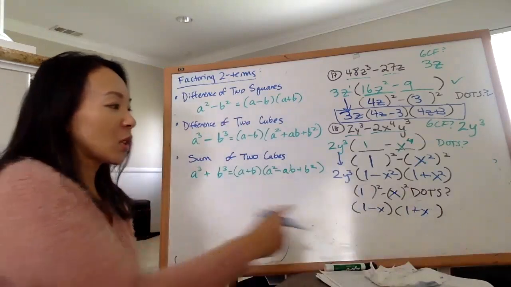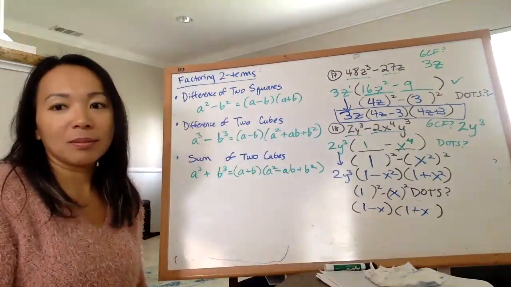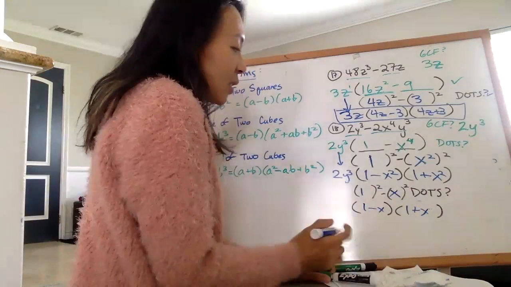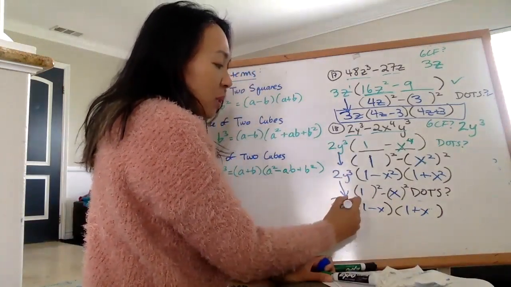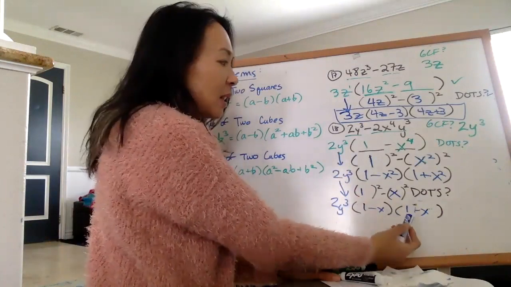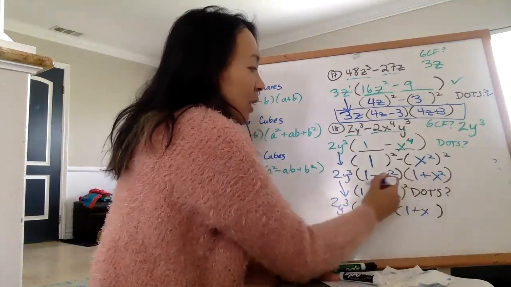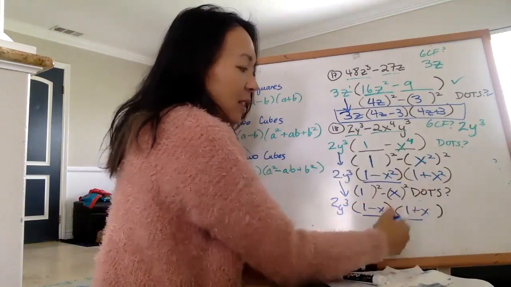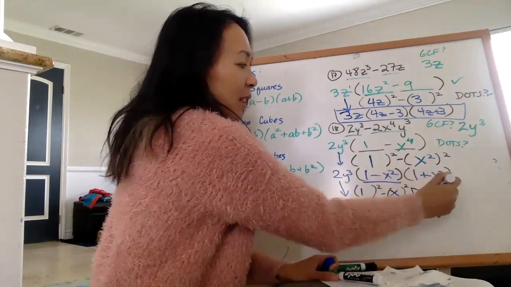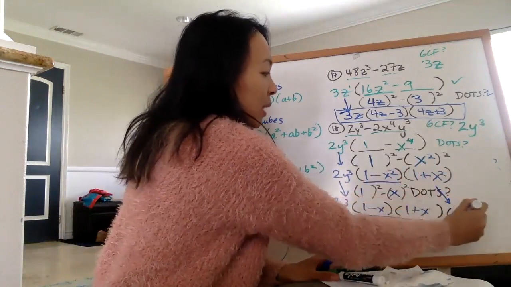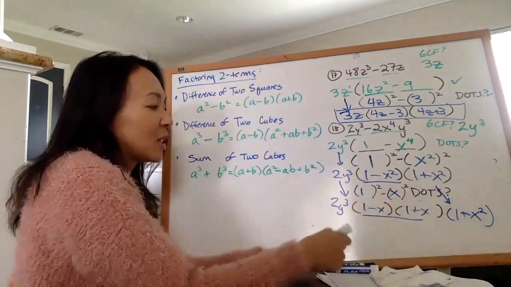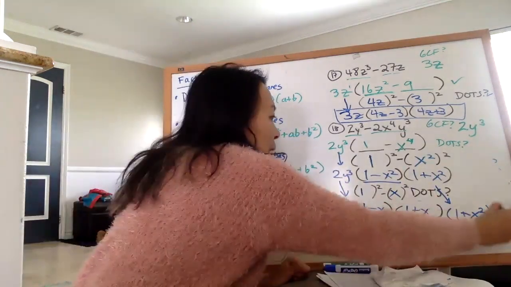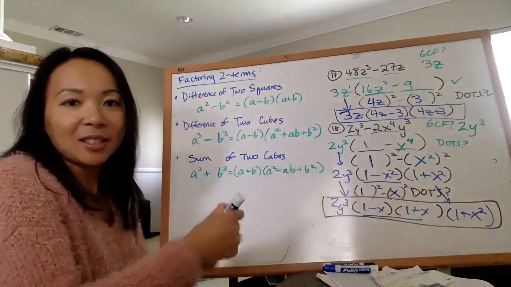Okay. So is that my final answer right there? No, right? So the final answer is, remember to bring this down, 2y cubed times this. And then don't forget this part. This part was the factored version of this, but then don't forget this other piece too. So I get 1 plus x squared. So after doing all that work, don't forget to bring everything down as your final answer. And this is your final answer for number 18.